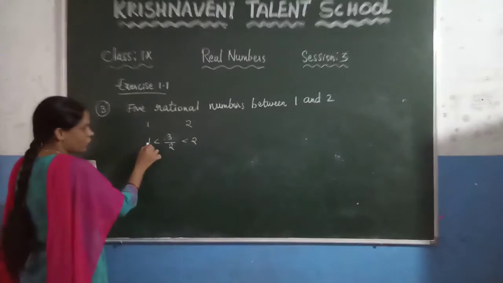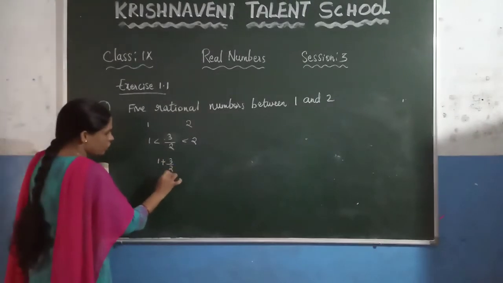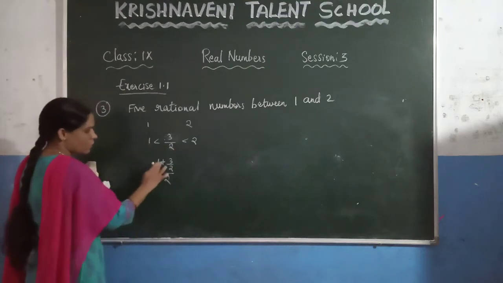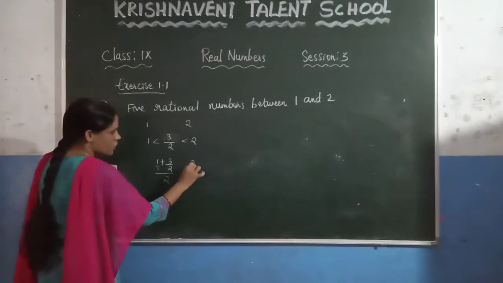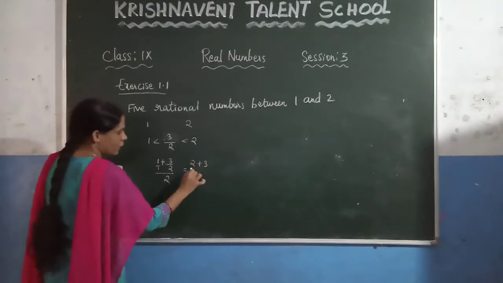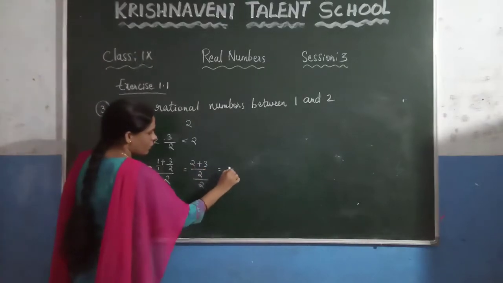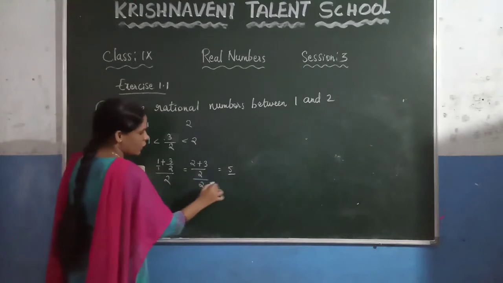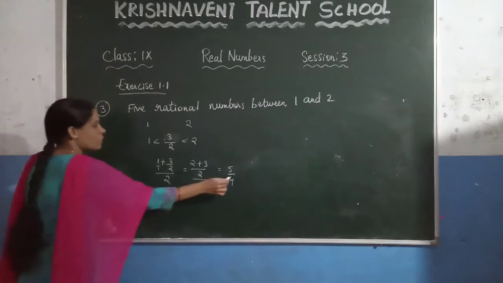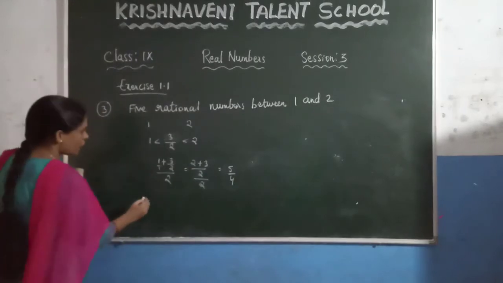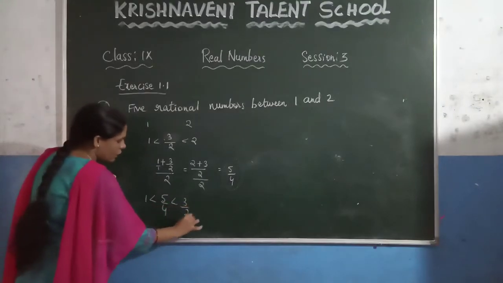Again take these two numbers, 1 and 3 by 2, and find the middle number between them. So again you have to take the average of these two numbers. What do you get here? 1 plus 3 by 2, all by 2. You have to add these numbers and divide by 2. Now take the LCM. What do you get? 2 into 1, which is 2, plus 3 by 2, by 2. So what is the value of 2 plus 3? 5. And 2 into 2 is 4. So in between these two numbers, 5 by 4 will be located. So write it here: 1 less than 5 by 4, less than 3 by 2, less than 2.